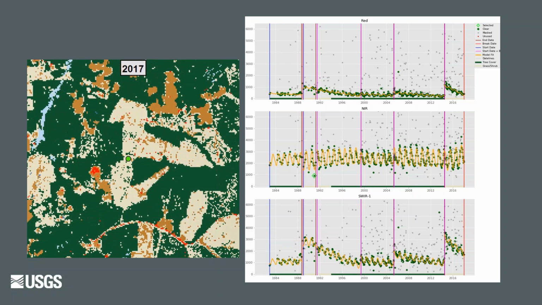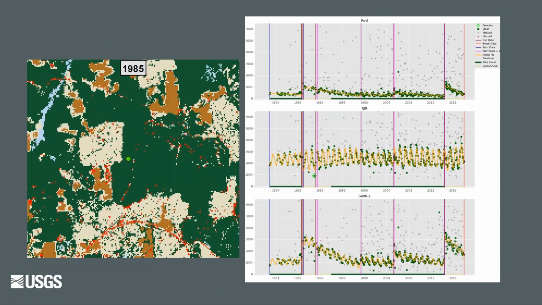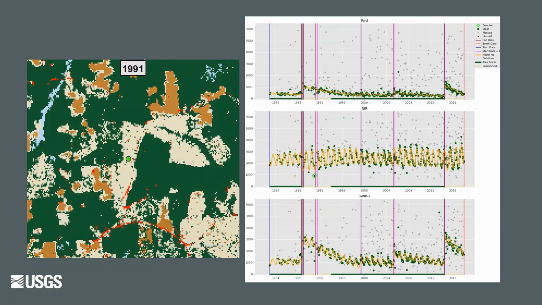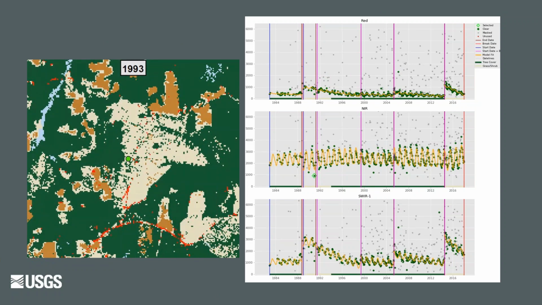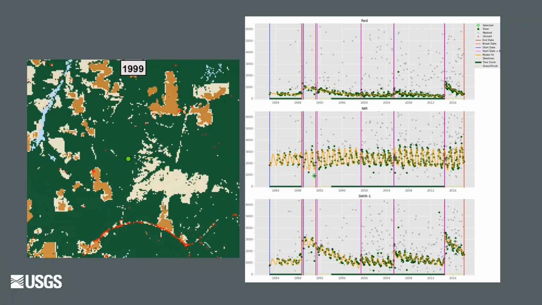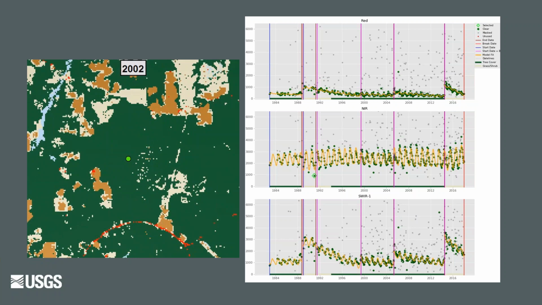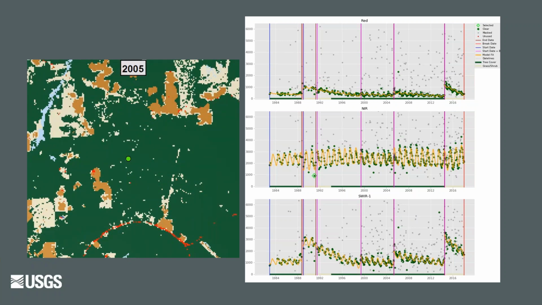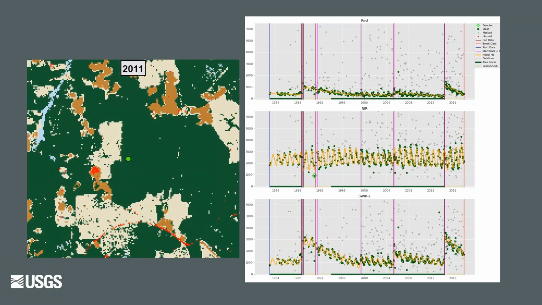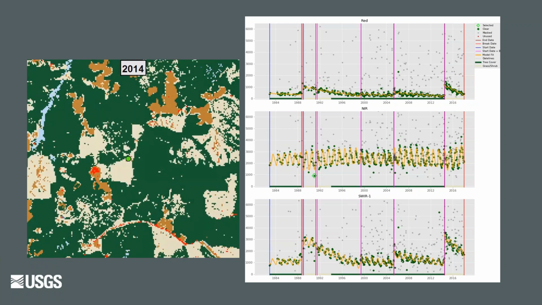And a major break happened. Hang on, I've got to start it again. This one doesn't start as cleanly as I'd like. Sorry about that. So around 1988, the patch where the green dot is experienced a cutting, a harvest, and then as we go forward in time, it starts to fill in and the forest starts to grow. So this is the cycle of forest harvest and forest regrowth over plantations as captured by LCMap.